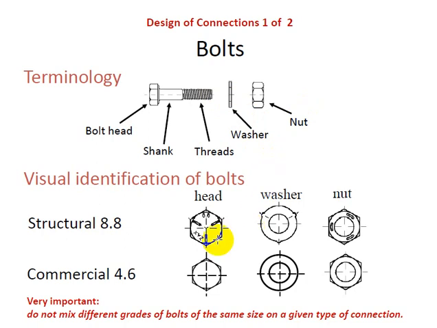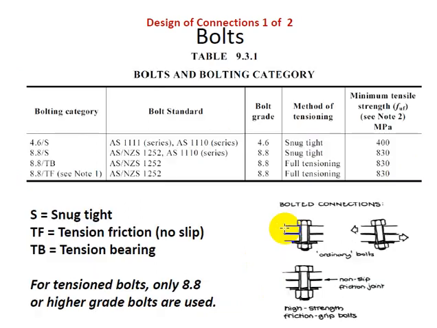Okay, this is also very important. Do not mix different grades of bolts of the same size in a given type of connection. This is very important. It makes sense because if you mix bolts, the weaker one is going to fail and you're going to have a failure area. So what is the point of having different grades in the same connection? This should be something logical when you design.